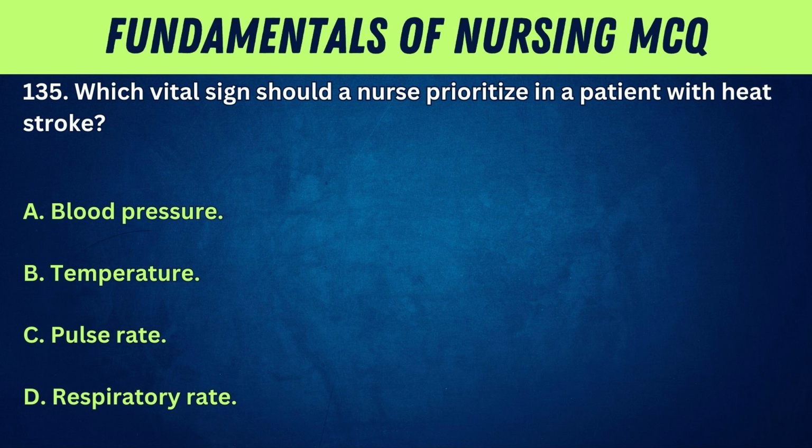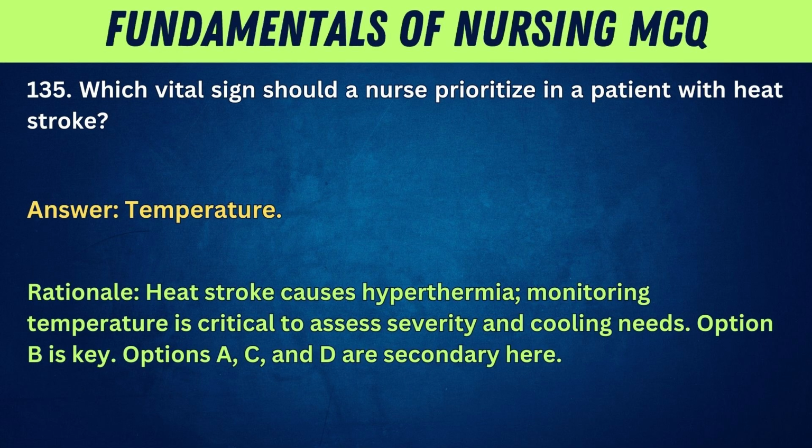135. Which vital signs should a nurse prioritize in a patient with heat stroke? A. Blood pressure. B. Temperature. C. Pulse rate. D. Respiratory rate. Answer. Temperature. Rationale. Heat stroke causes hyperthermia. Monitoring temperature is critical to assess severity and cooling needs. Option B is key. Options A, C, and D are secondary here.